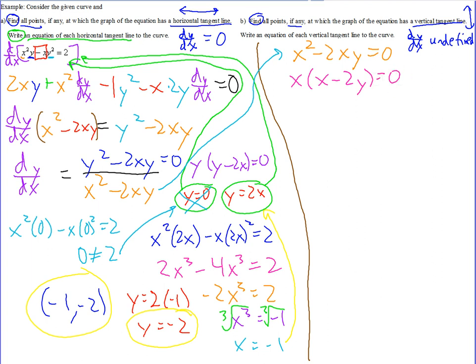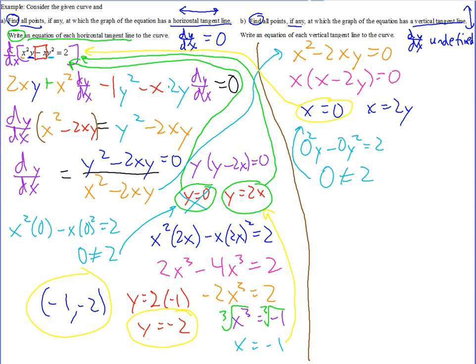So again, we get a couple possibilities: either x can equal 0 or x equals 2y. To figure these out, we need both coordinates, so take x equals 0 and substitute into the original equation. Let's see what we get. We get 0 squared times y minus 0 times y squared equals 2. Again, 0 wipes out this whole left side of the equation. We get 0 equals 2, which doesn't work. So that tells us x can never equal 0.